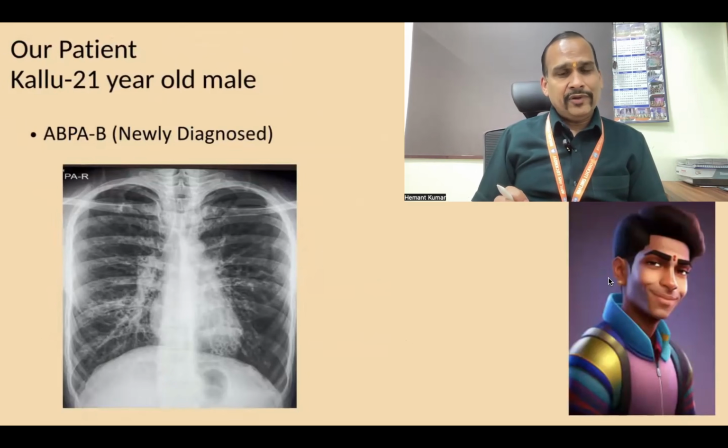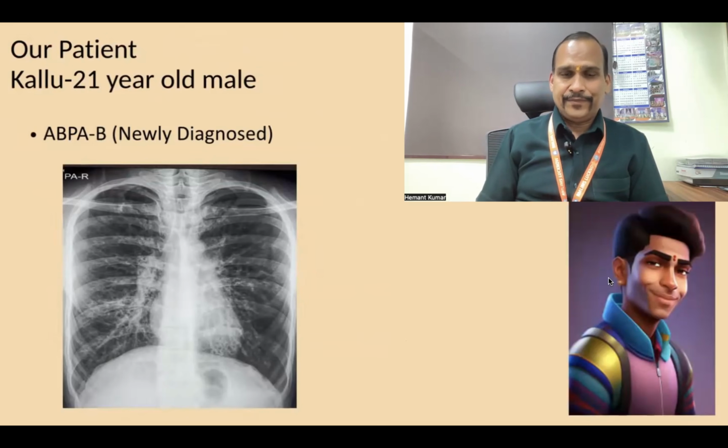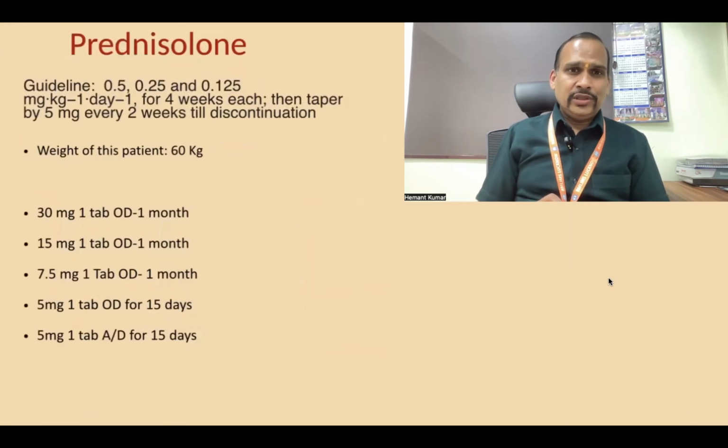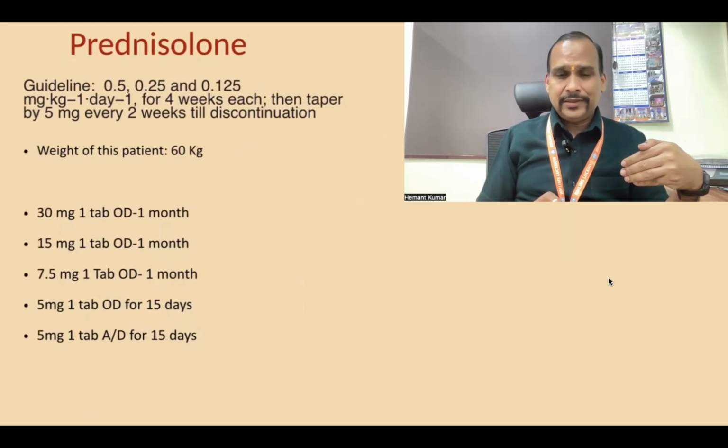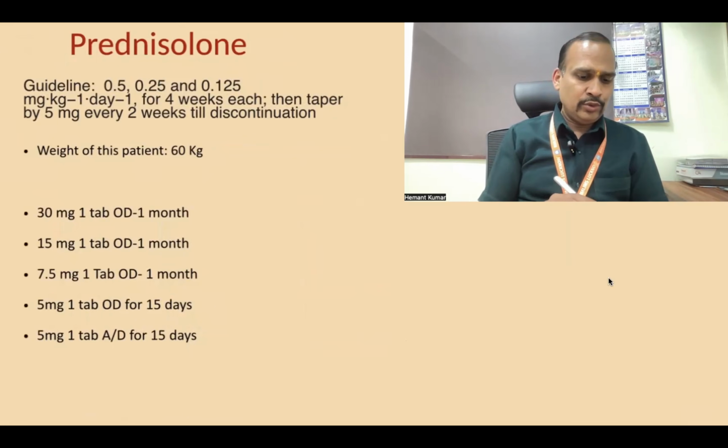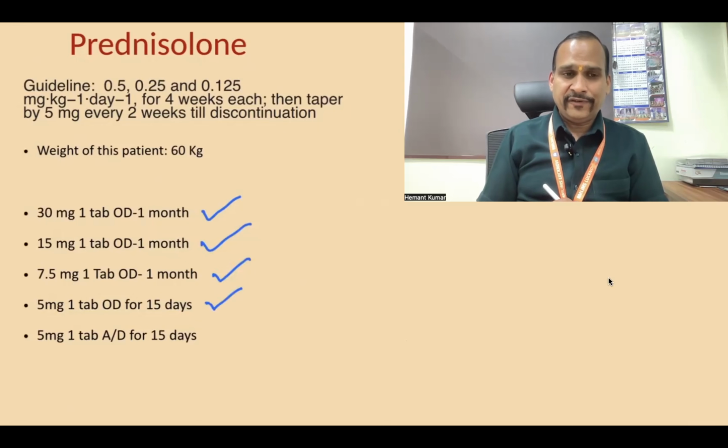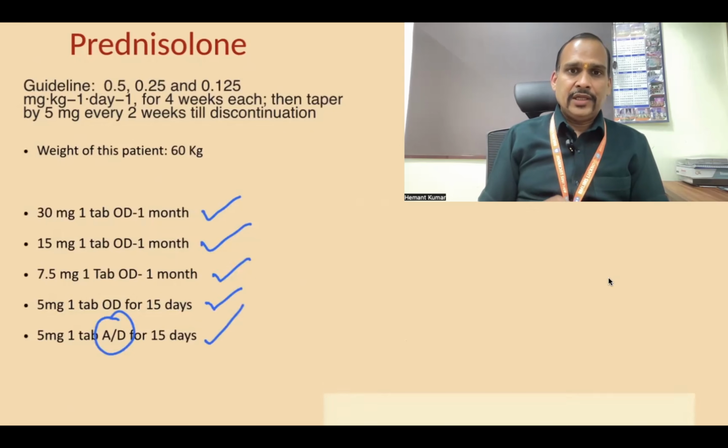So if you remember, our patient was a 21-year-old male named Kallu who had ABPA, an acute attack or newly diagnosed. So this was the steroid plan we had before prescribing steroid. We had planned to give 30 milligram of prednisolone for 1 month, then 15 milligram for another month, 7.5 for 1 month, then reduce to 5 milligram OD for 15 days, then 5 milligram alternate day for 15 days.